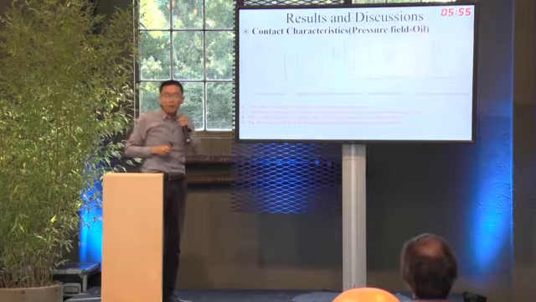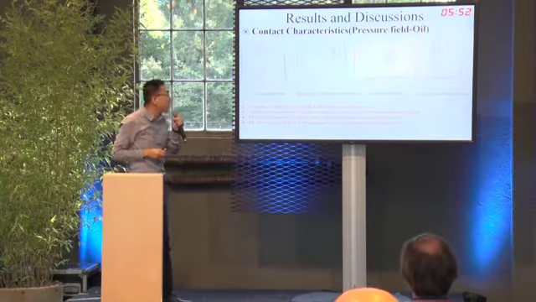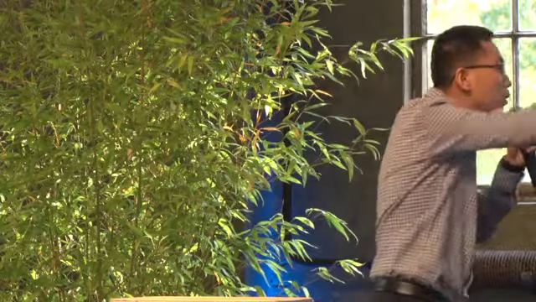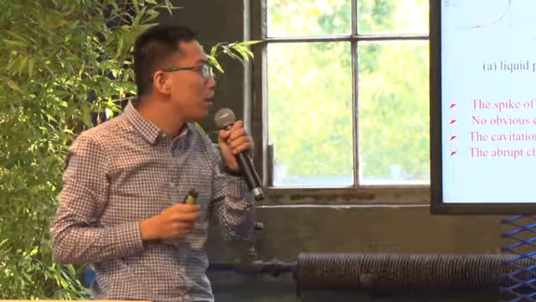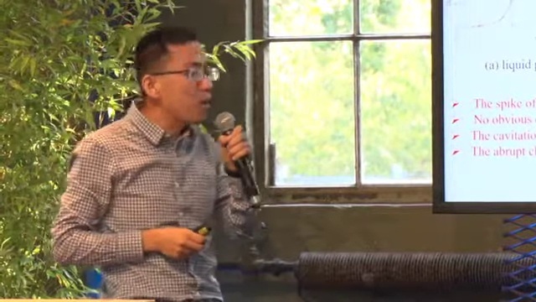And no obvious cavitation area is found in the inlet region when the inlet oil layer, that is H oil, is larger than 8 micrometers. In addition, the cavitation boundary is getting closer to the contact zone with the decline of H oil. The position of the cavitation boundary is related to the abrupt change of the gradient of liquid pressure.